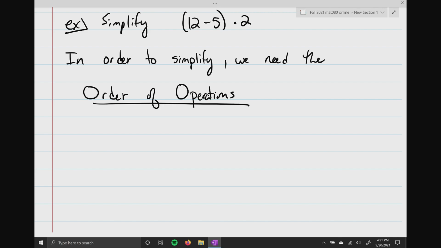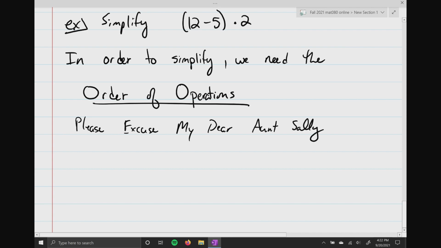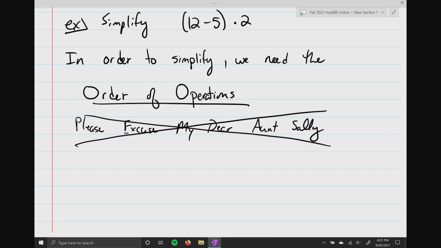Some of us may have heard of this, please excuse my dear Aunt Sally thing. And I'm just going to write the statement real quick. Please excuse my dear Aunt Sally. And I got to be honest with you, I absolutely hate this. And here's why. We'll come back to the problem on the top of the screen, the quantity of 12 minus 5 times 2. I want to go over this order of operations thing and this please excuse my dear Aunt Sally thing because it just drives me crazy.